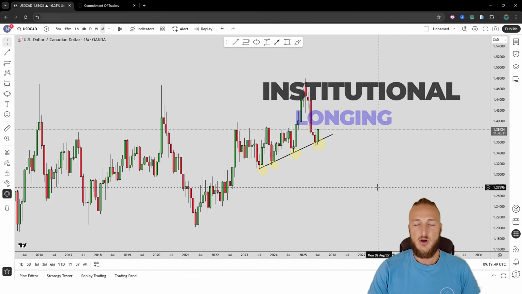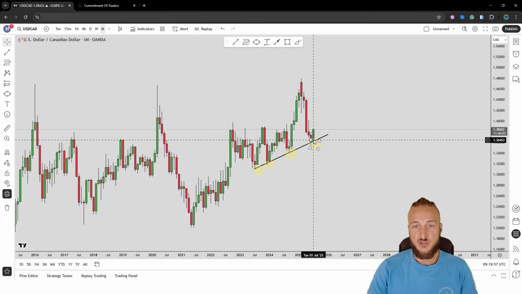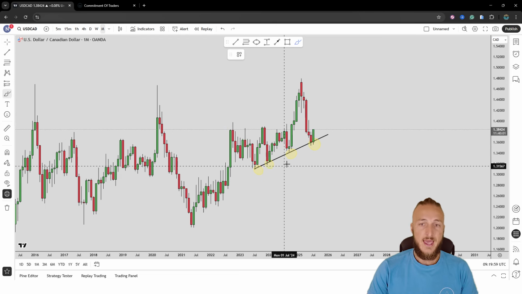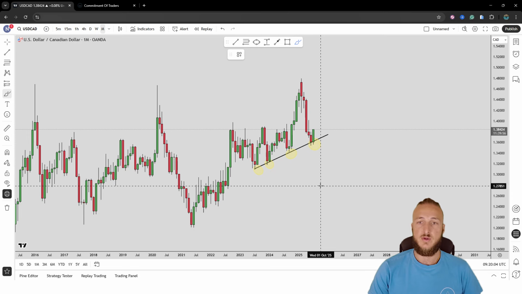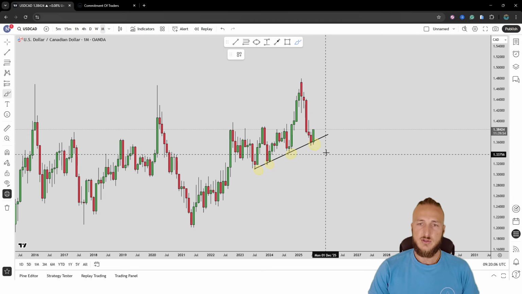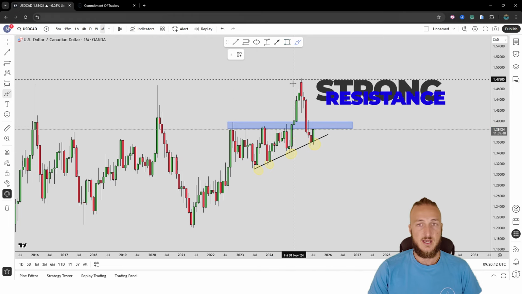And we will be speaking about institutional positioning in just a few moments when we move to the commitment of traders analysis. But for now, let's keep in mind that the market just created a new higher low at this trend line, which is exactly what you would expect in a situation like this. We can also notice, however, that the market is currently facing some minor resistance around this zone.